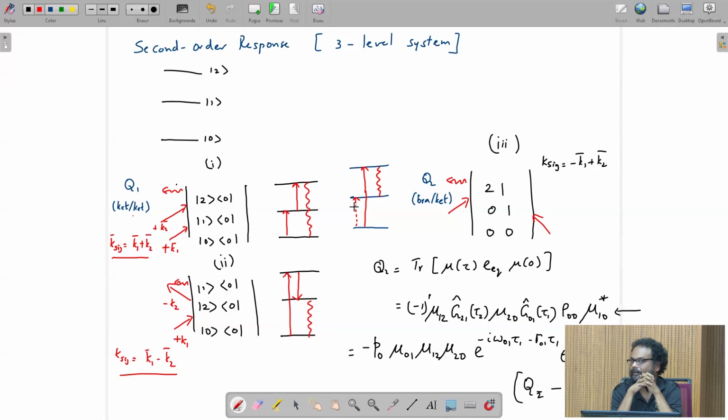So in the ladder diagram, do the dotted and the solid arrows represent the bra and the ket? Yes, dotted line is acting from the bra side, solid line is acting from the ket. Ladder diagrams, frankly, are much easier.